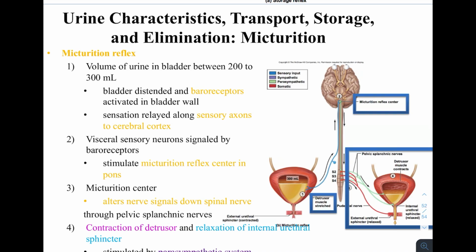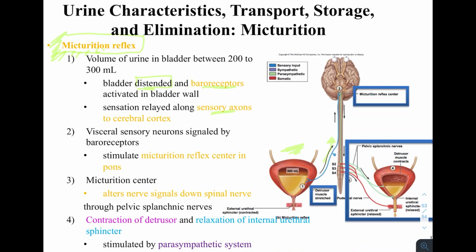In order to urinate, we go from the storage reflex to the micturition reflex. So that just means urination. And so this would be where the bladder fills up with fluid, and this distended bladder with its baroreceptors sends the signal to the central nervous system. And this is going to be through these sensory axons from those baroreceptors to the central nervous system.